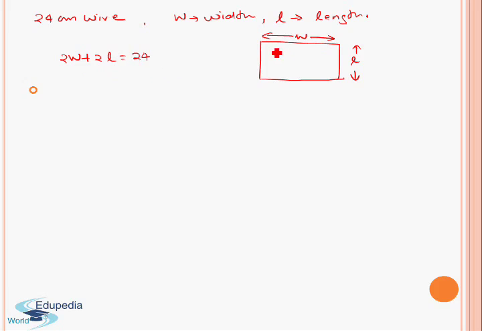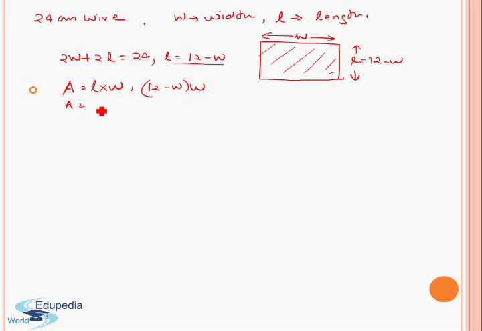Okay, now what will be the area of this rectangle? Area A equals the product of length and width. So what is length? From this equation we have length equals 12 minus W. So area will be 12 minus W, into W. That is, area equals 12W minus W squared.